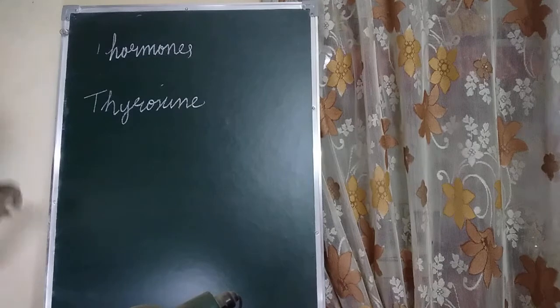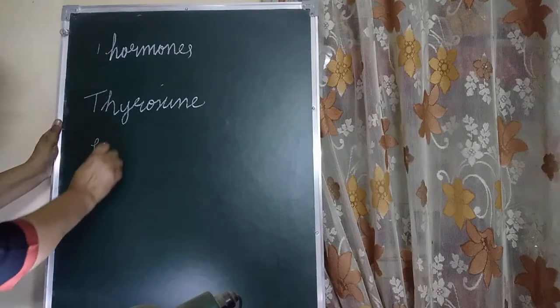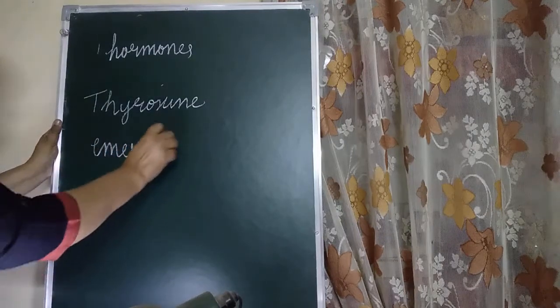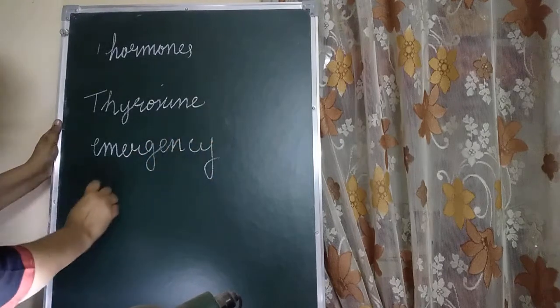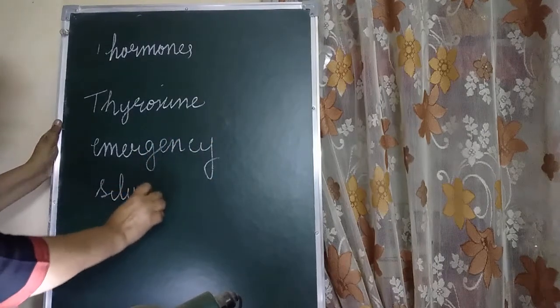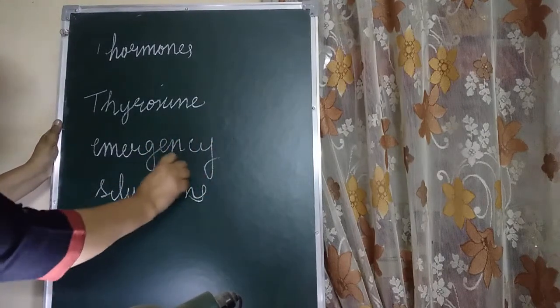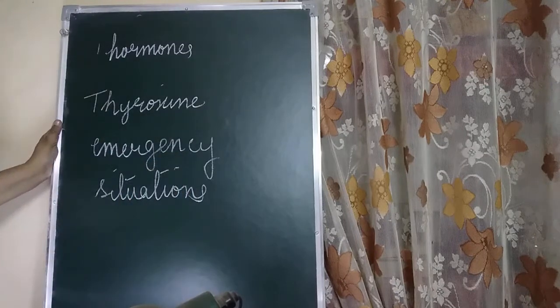Now come to the adrenal gland. Which hormone is it? Adrenaline hormone is secreted by it, children. It helps in the defense of the body in emergency situations. Okay, now the pituitary gland.